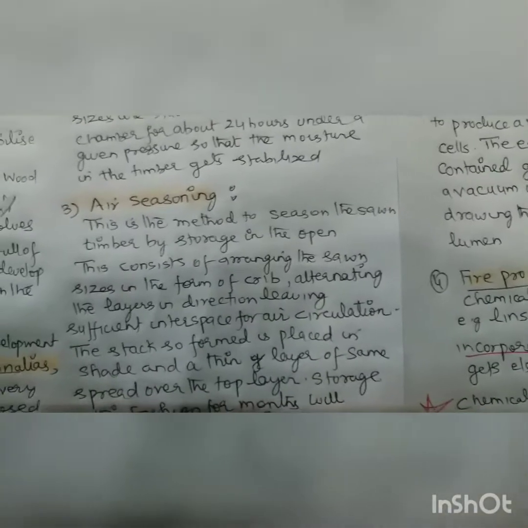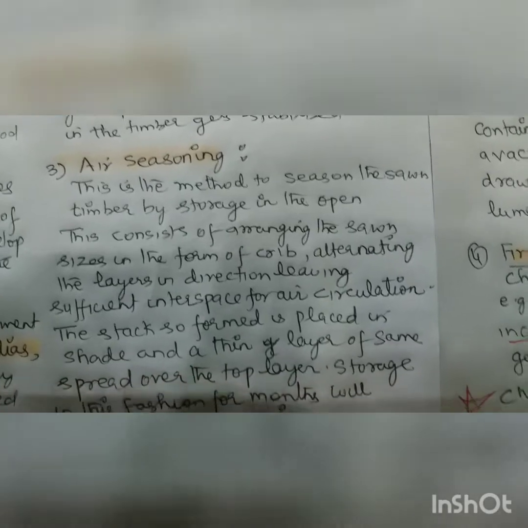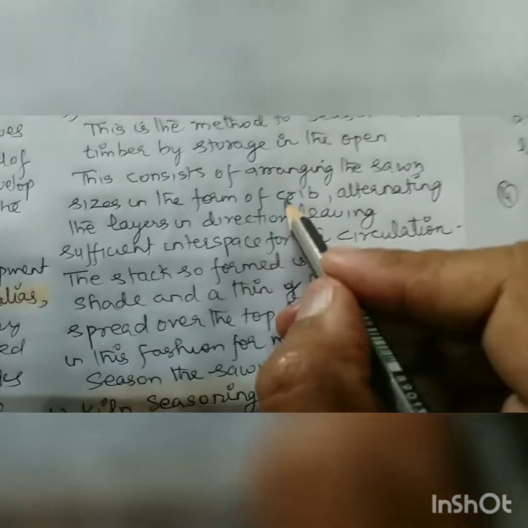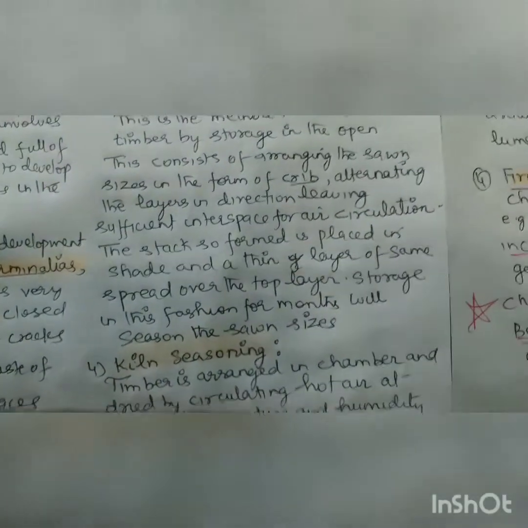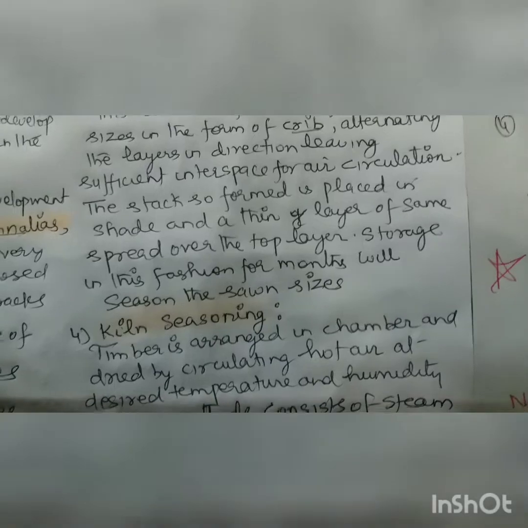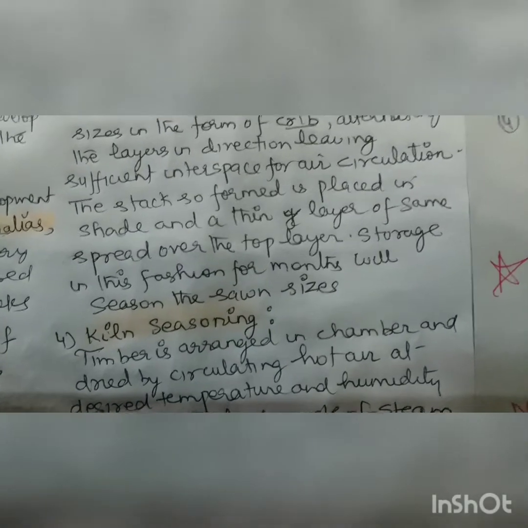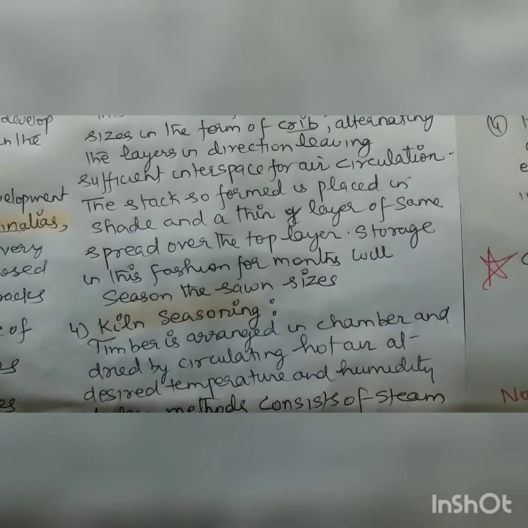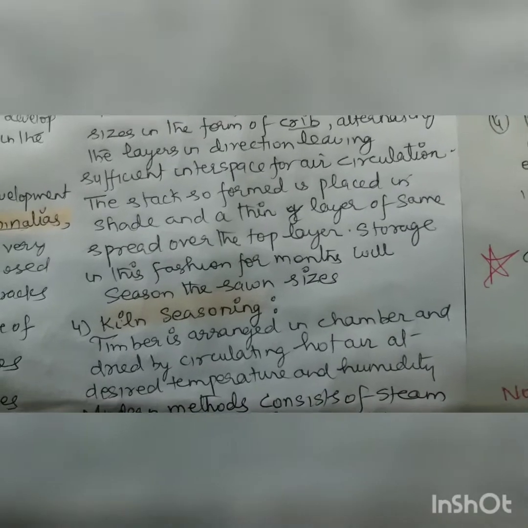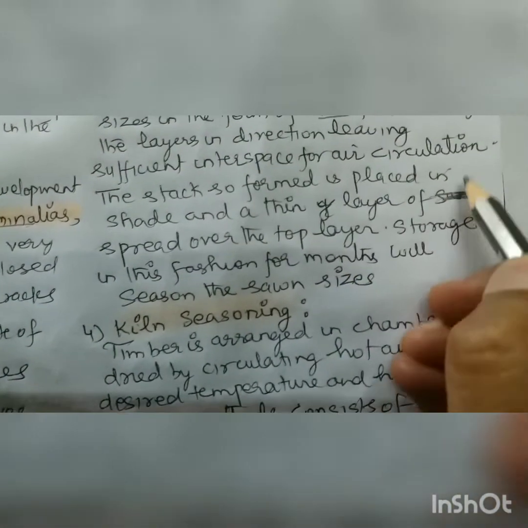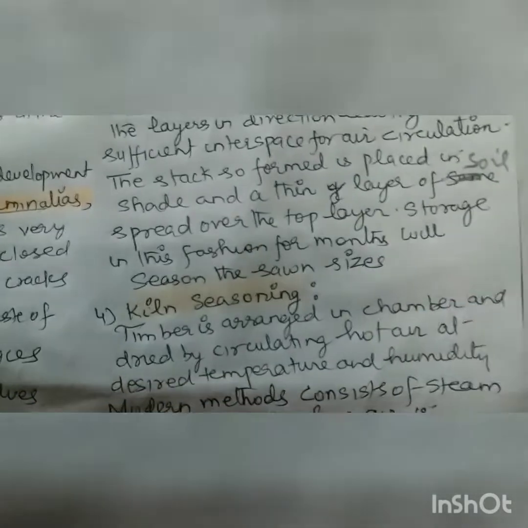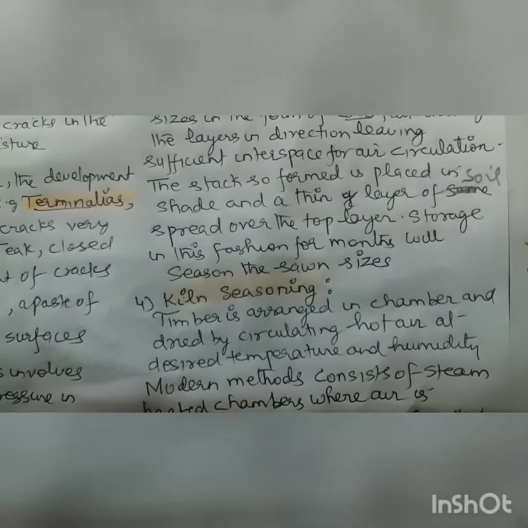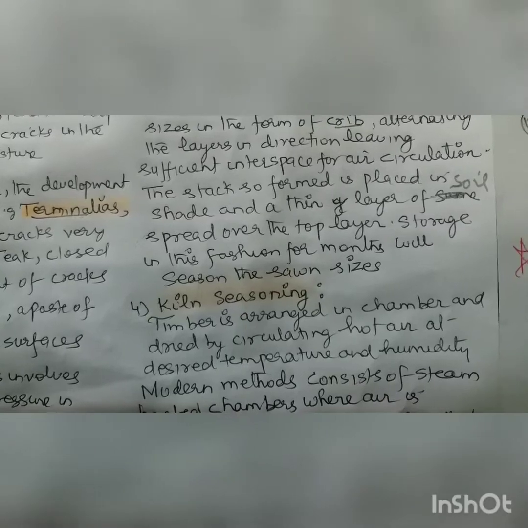And the next is air seasoning. This method is to season the sawn timber by storage in the open, and this consists of arranging the sawn sizes in cribs, as I just told you, alternating the layers in direction, leaving sufficient interspace for air circulation. The stock so formed is placed in shade, and a thin layer of soil is spread over the top layer. Storage in this fashion for months will season the sawn sizes.